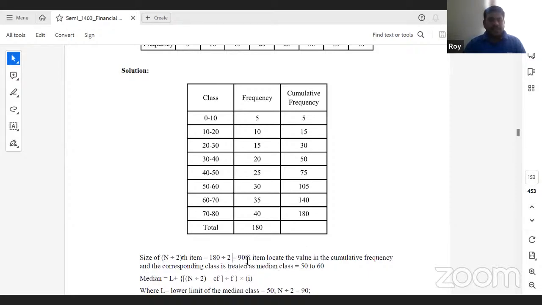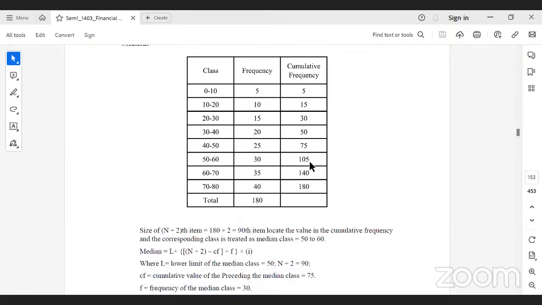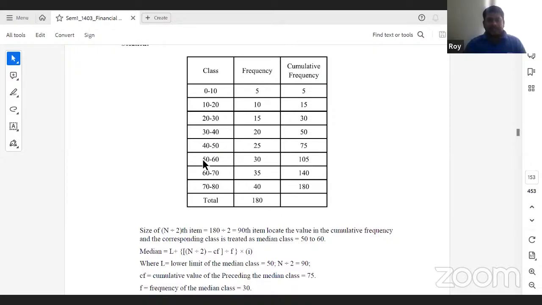98th item, near to the 98th item. Higher, near 105, right? 105 item. And the class interval you take is 50 to 60. Okay, the median class is 50 to 60.